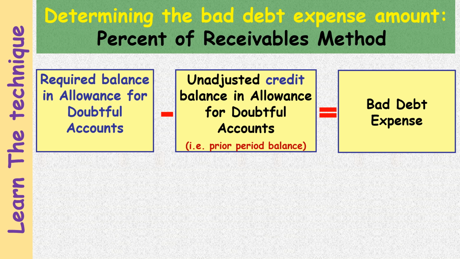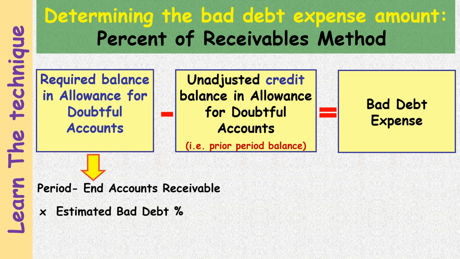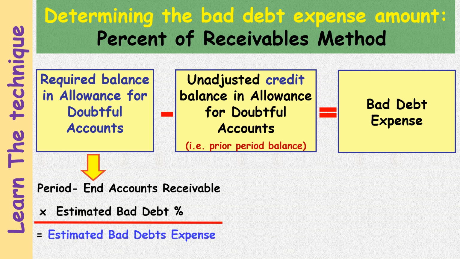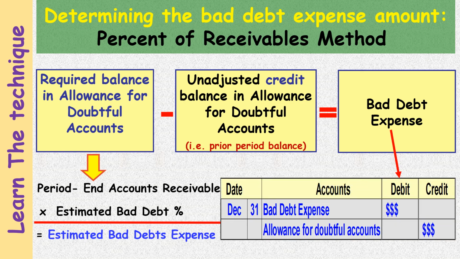So looking at the first box, to calculate the current year bad debt expense, we are going to take the period end account receivables, multiply that by the bad debt percentage, which should give us the estimated bad debt expense for the current period. We will then take a look at the prior balance and minus that from this amount to give us the bad debt expense for the current period. And that would be the amount we will use in the current period as an expense. So the entry is the same: debit bad debt expense and credit allowance for doubtful account. Let's look at an example.